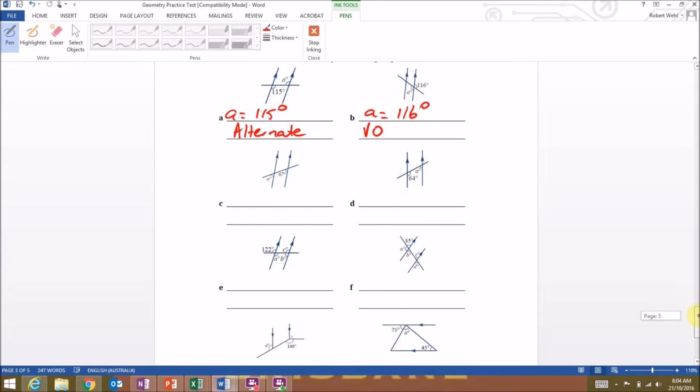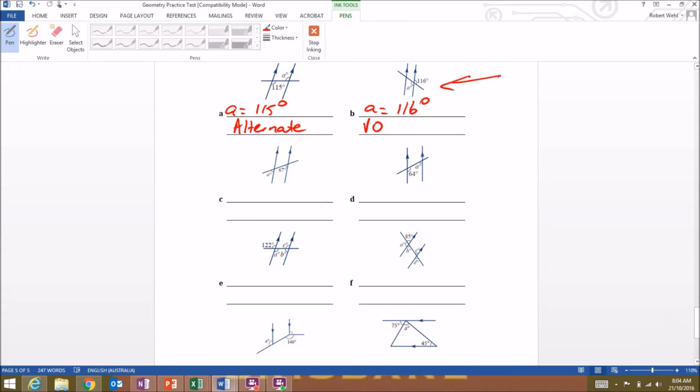And this is where it's really important that you go away and you make sure you know these. There's plenty of information and tutorials on OneNote for you to watch, and plenty of practice sheets that you've been given. There's a really good worksheet on OneNote that you can use in order to learn these ones. Here, A equals 67 degrees, and it is corresponding. Okay, this one here, A equals 64 degrees, and it is co-interior.